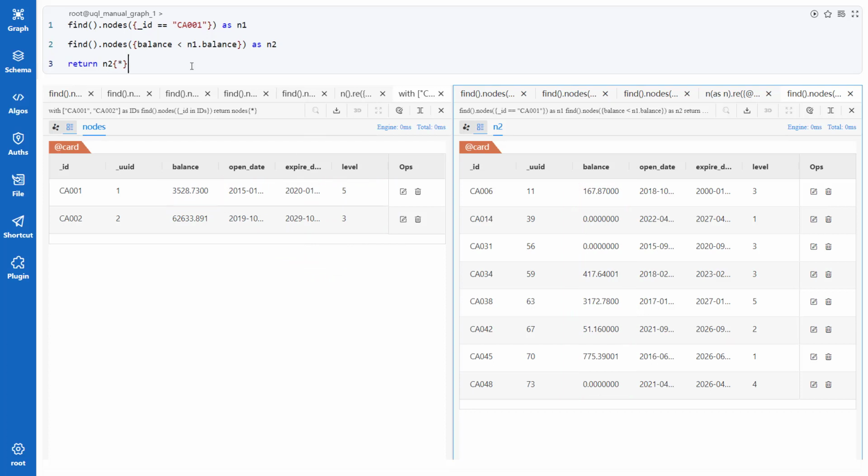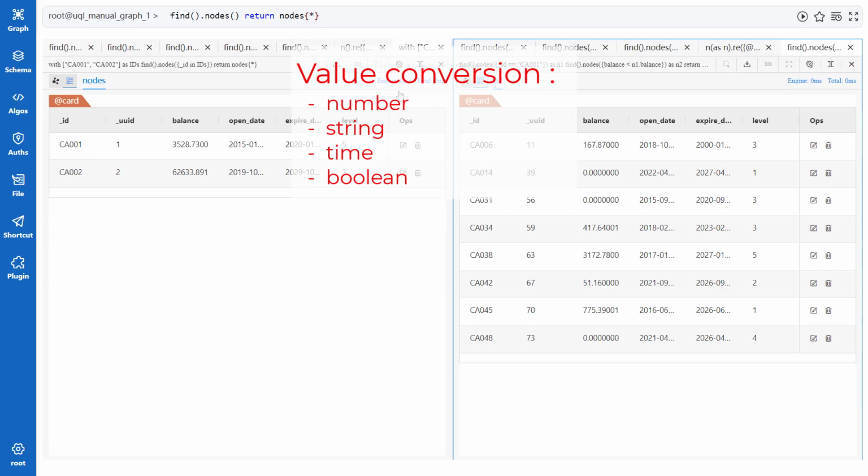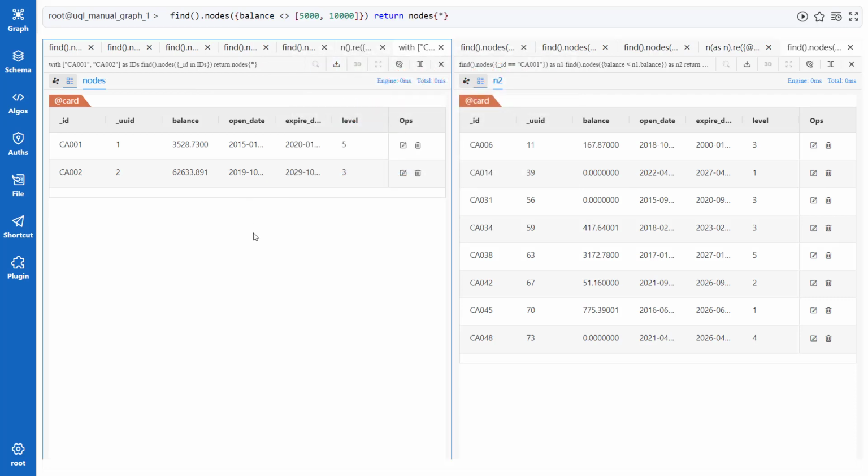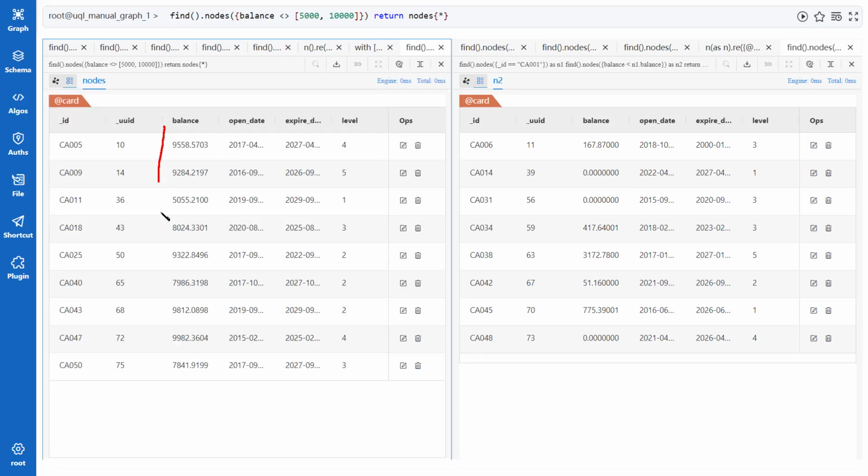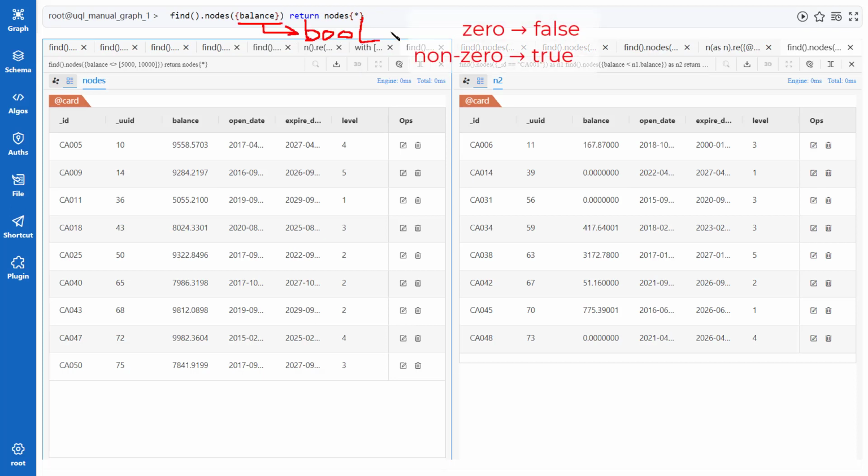The calculation of an expression may involve value conversion among number, string, time, and Boolean, according to the specification of operators. For example, this filter returns nodes whose balance is between 5,000 and 10,000. If we omit part of the expression like this, then the balance will be converted to Boolean to represent the judgment by the filter. Any non-zero balance will be judged as true, and that node will be returned.